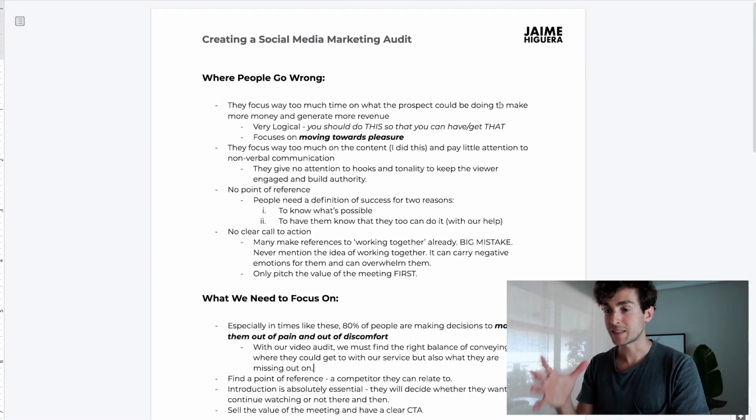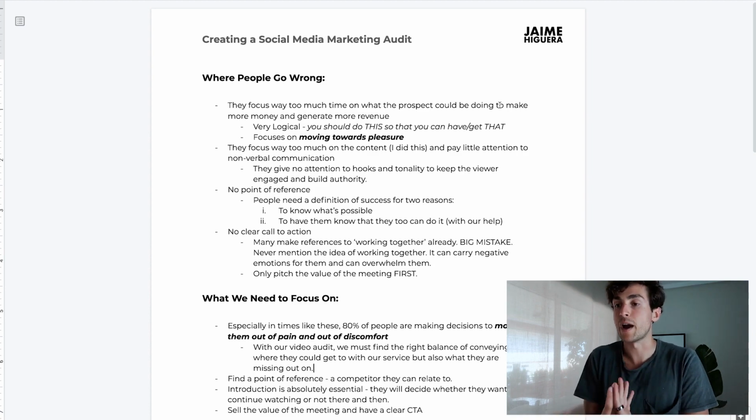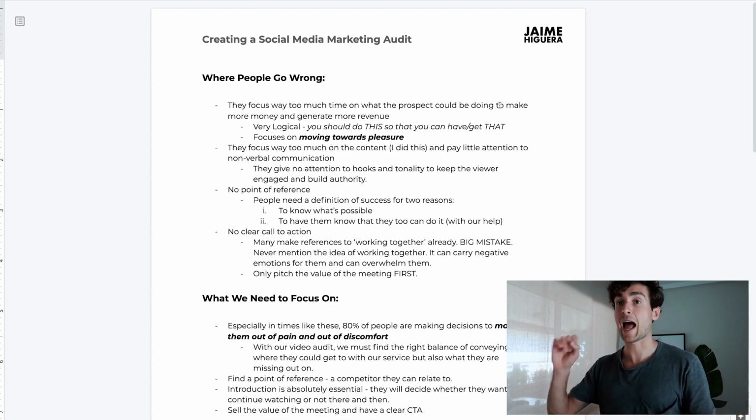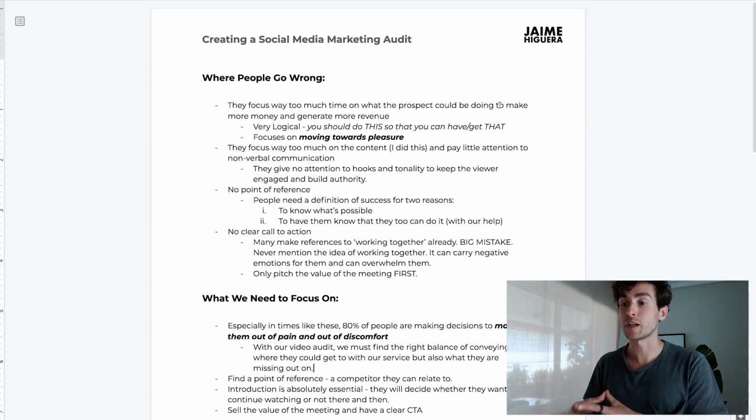Now, the first mistake that I see so many people make is that they focus way too much time on what the prospect could be doing to make more money and generate more revenue. In other words, it's very logical. They're basically saying you should be doing this so that you can get this, right? This implies that we're focusing on moving towards pleasure, which is a powerful marketing strategy, but we need to understand the current social landscape, and we also need to understand that it is not as powerful as moving away from pain. And I'll talk about that in just a second.